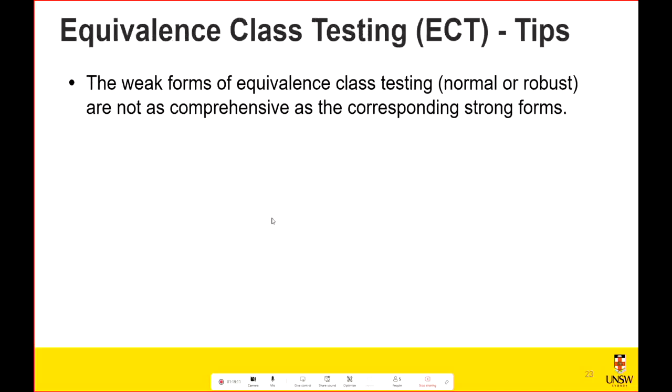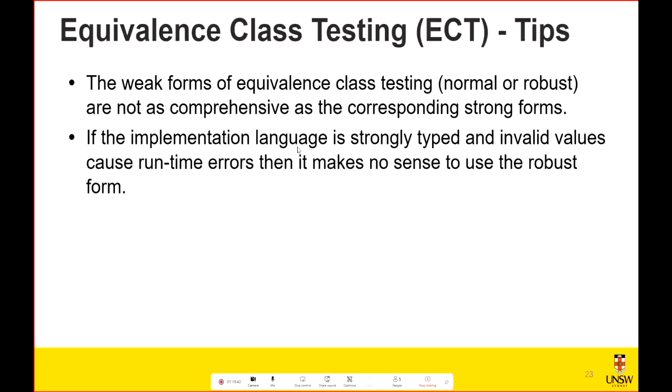And for the tips of using equivalence class testing, the weaker forms of equivalence class testing, for both normal and robust, are not as comprehensive as the corresponding strong forms, because in weak equivalence class testing, we are not doing permutations or combinations of different equivalence classes, right? So they're not as comprehensive, and they may miss some of the behaviors of the program.